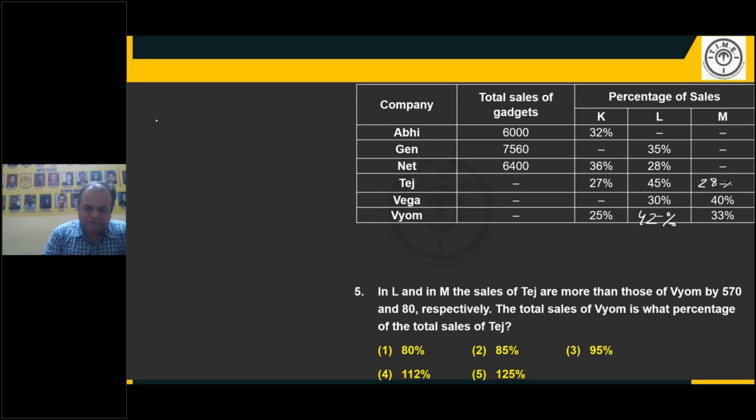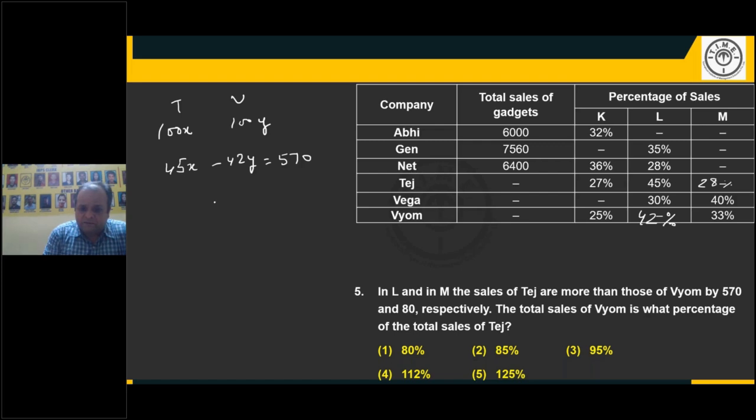So we can approach this question by saying, let's say the total sales of Tej is 100x, right? And for Vyom the total sales is 100y. Now, according to the question, the difference of Tej in L and Vyom in L is 570. So Tej in L will be 45x and Vyom in L would be 42y. So this difference is coming out to be 570.